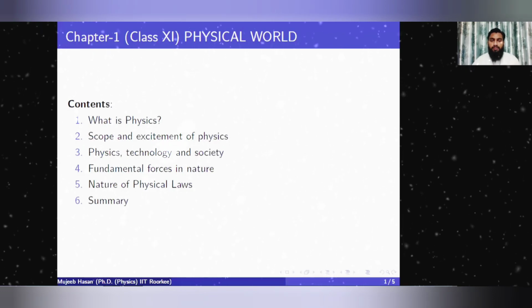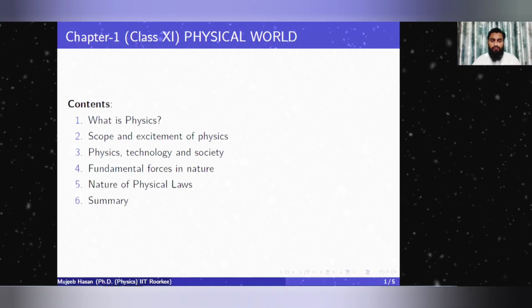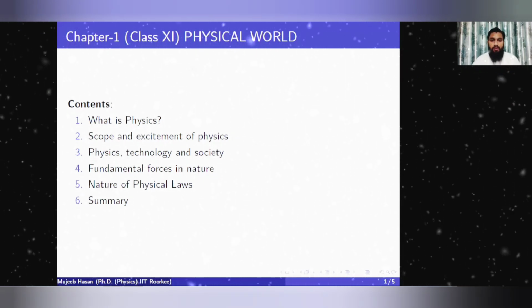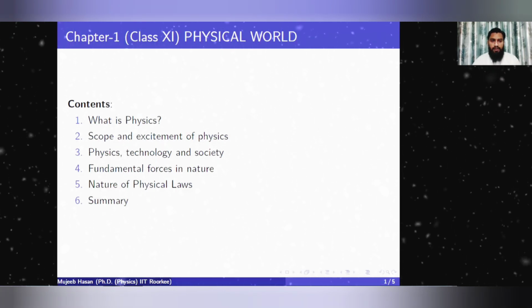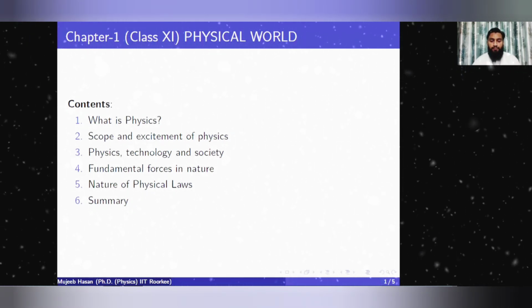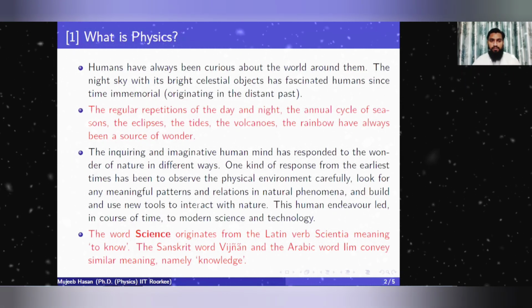Okay, so chapter 1 is physical world, and the contents of this chapter are as follows. First is what is physics, scope and excitement of physics, physics, technology and society, fundamental forces in nature, nature of physical laws, and then summary. In this video, we will only discuss the first part, what is physics.